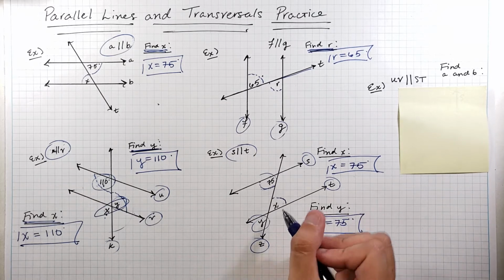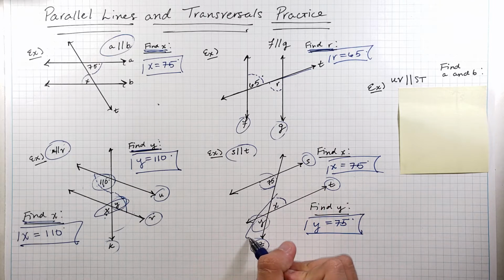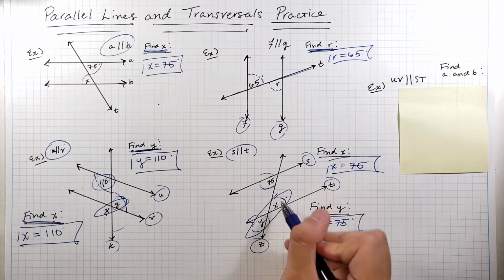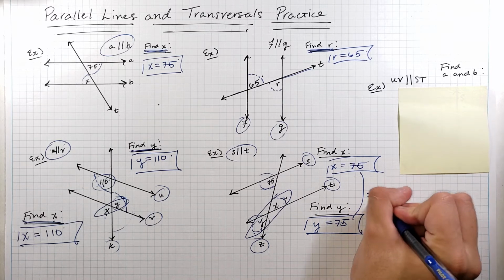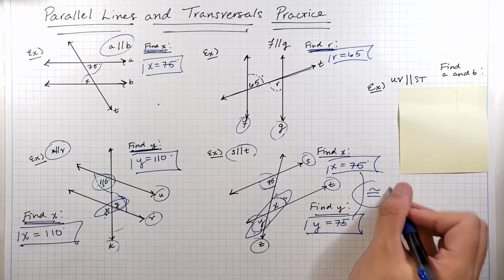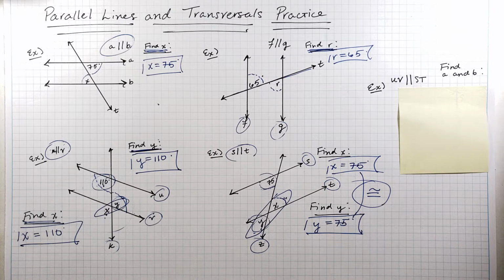And yeah, you could have also used the fact that these are vertical angles and vertical angles are congruent. So as you can see, these are congruent. Okay, they're equal to each other, which keeps it simple.